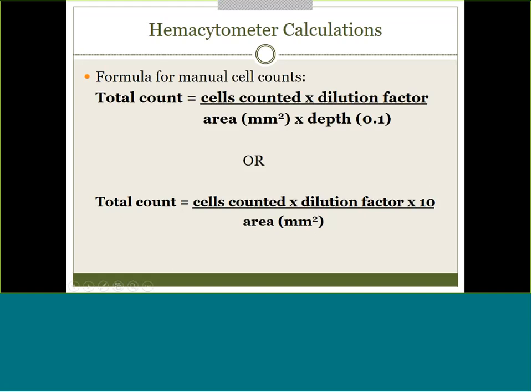Now, you could remember the bottom one. The bottom one's a little bit simpler: cells counted times dilution factor times 10. What they did here is they took the depth out of the denominator and put it up in the numerator. When they did that, it automatically became 10 instead, and then you divide by area. That one's a little simpler for people to remember, but just know one of them to be able to calculate these.